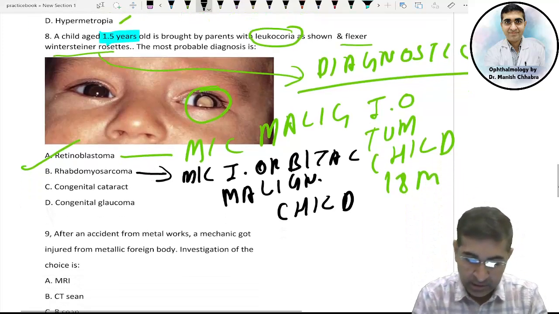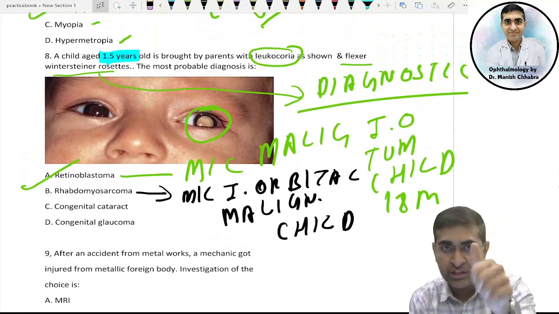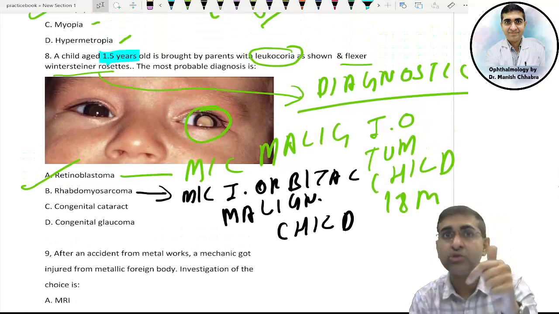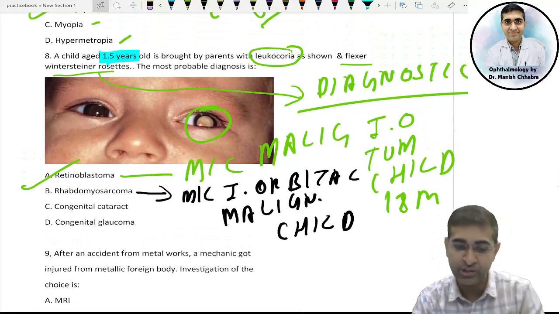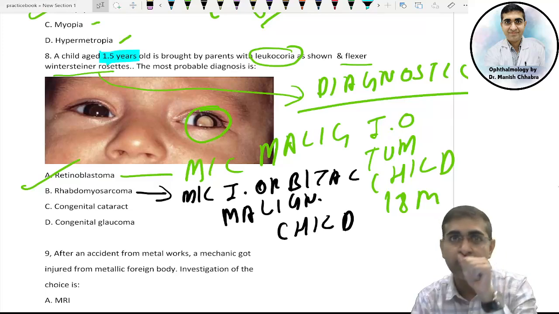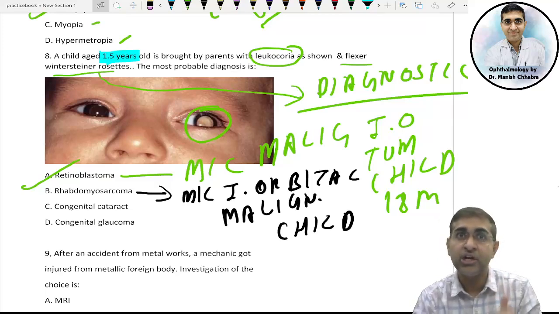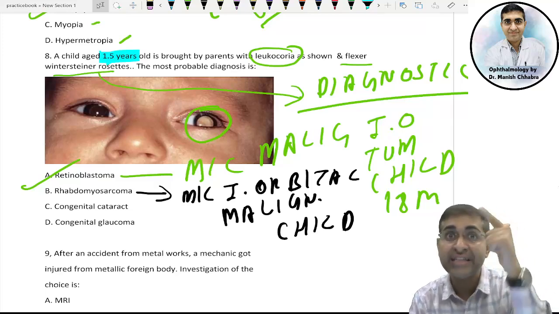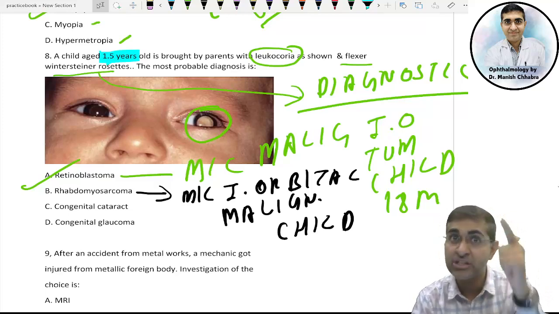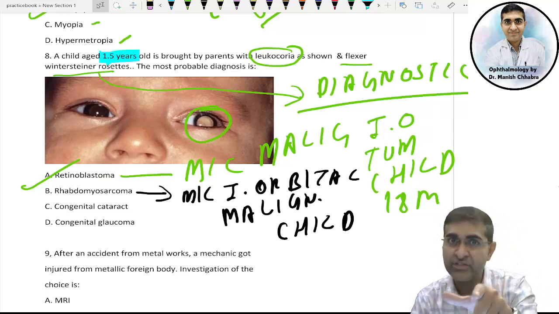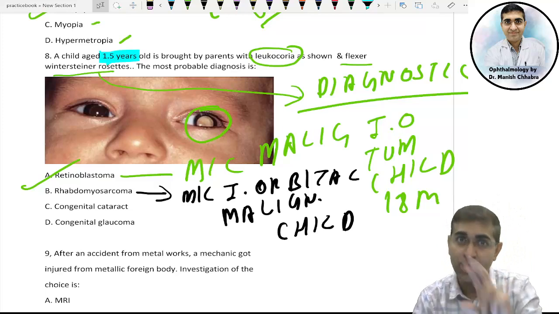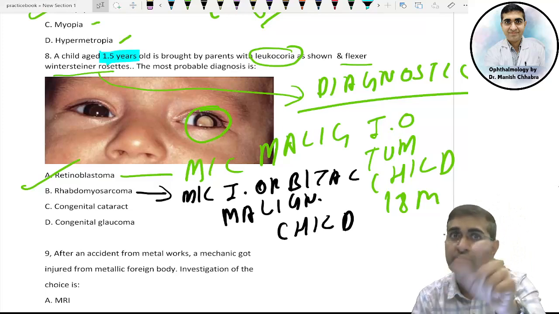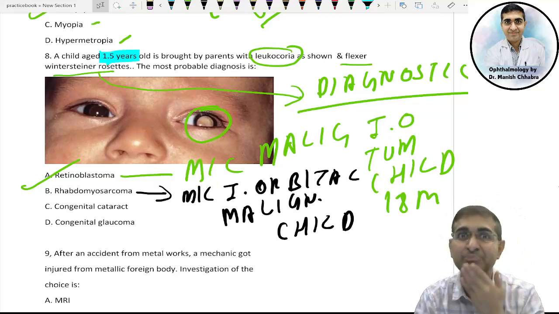Okay, so you need to know the history. It is not once, not twice, but it has been repeated many times in your previous FMGE examination. Either they will give you Flexner-Wintersteiner rosette, or they may give you that there is calcification on CT scan, because this tumor consists of calcification. That is why NCCT is the investigation of choice. Yes, but if you want to detect the extent of metastasis, because it happens to be via the optic nerve, you will go for MRI. This is also your PYQ.